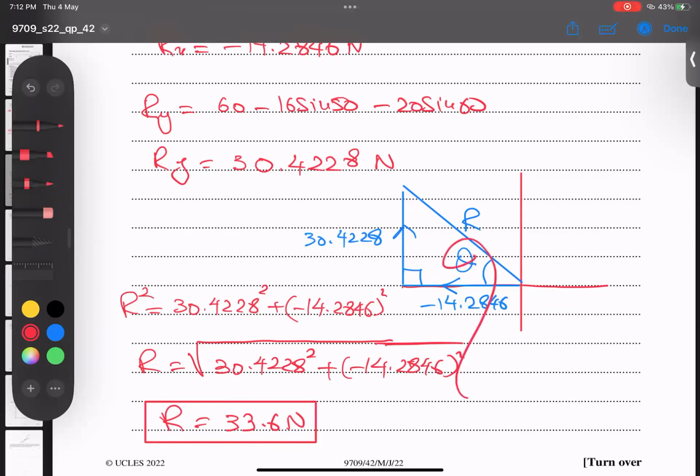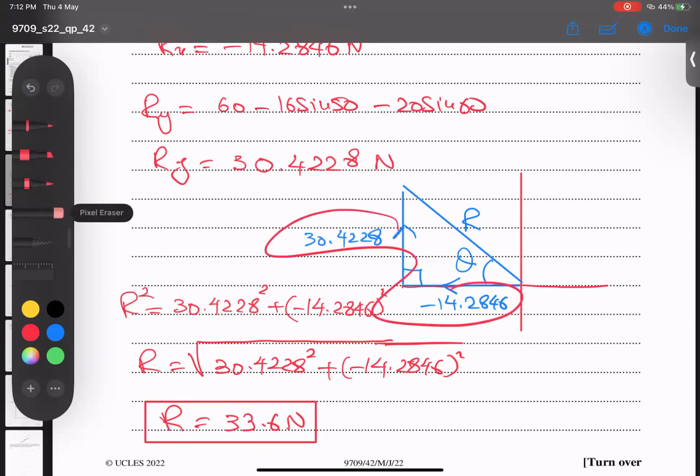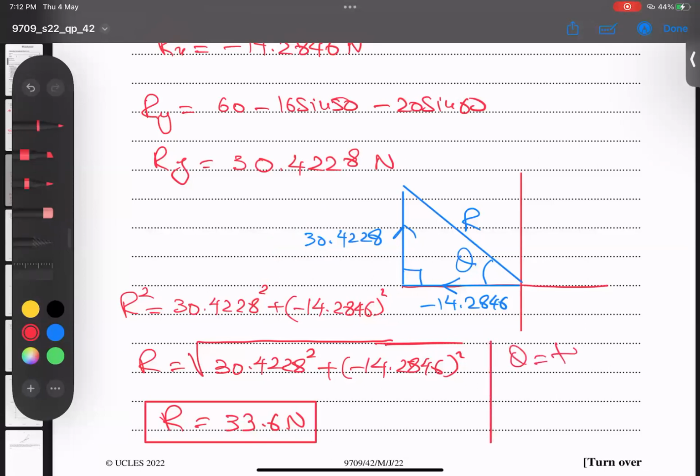Now I'm looking for the angle. What is the formula? Opposite by adjacent, you know it very well. So I will apply tan theta. Theta is equal to tan inverse of opposite by adjacent. The opposite is 30.4228. For the adjacent, no need to take the negative sign, just type it without the negative sign. If you type it in the calculator, the answer is coming 64.9 degrees. Alhamdulillah, this is okay. And let's go for the next question.